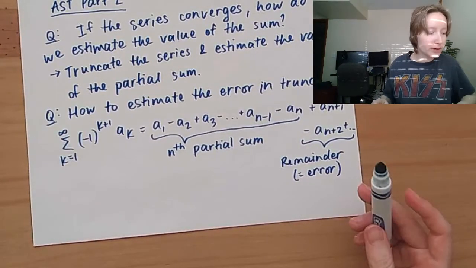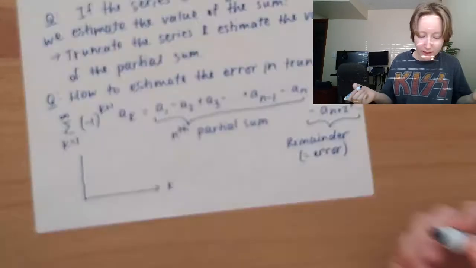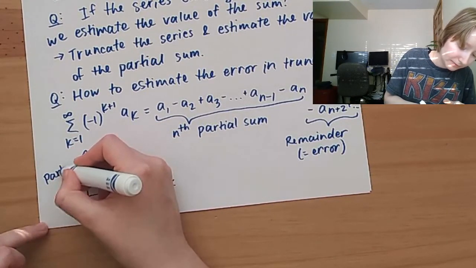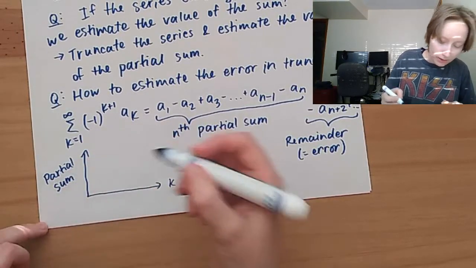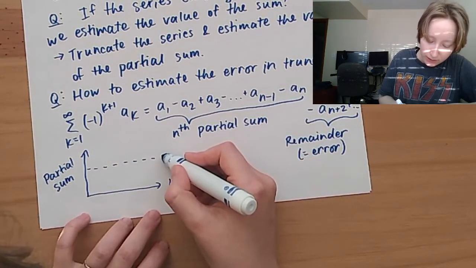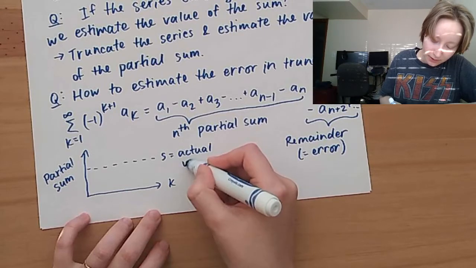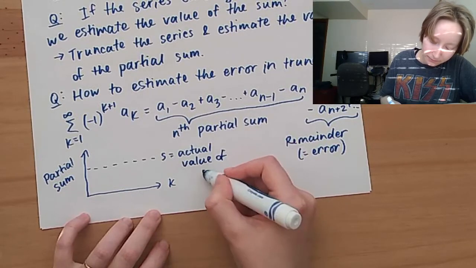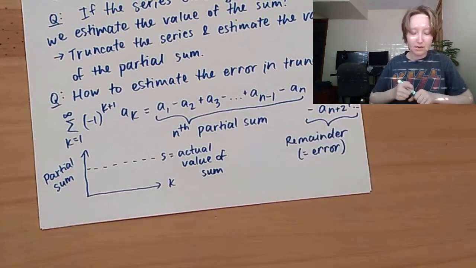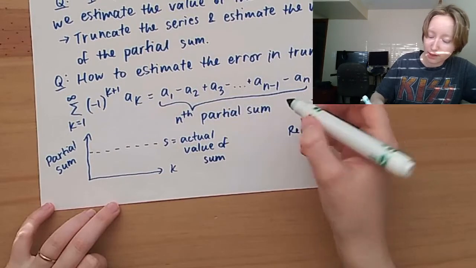Okay, so visually, what we have going on here is going to have k on the x-axis and then the partial sum on the y-axis. And if my series converges, the limit of the partial sum will tend towards a specific value s. So s is the actual value of the sum. And so what the partial sums are doing here is they're going to oscillate around the value of s. So I will start with s sub n.